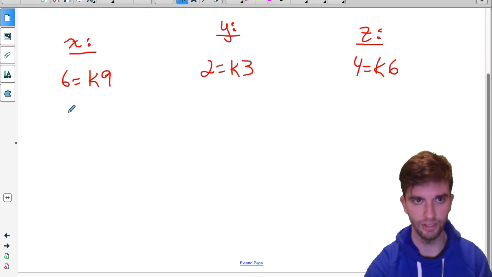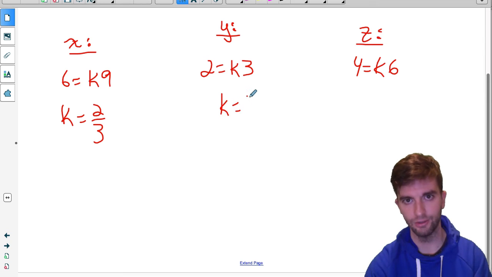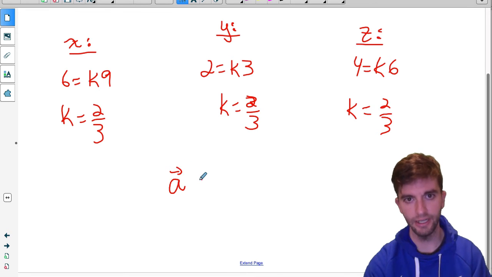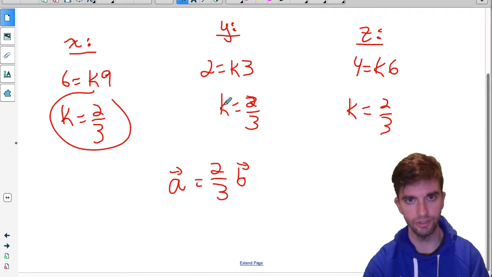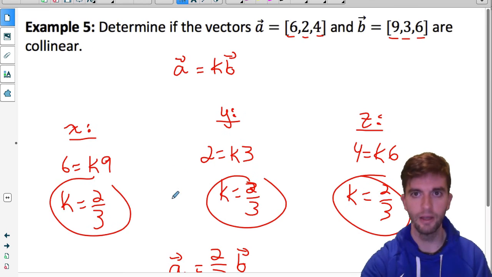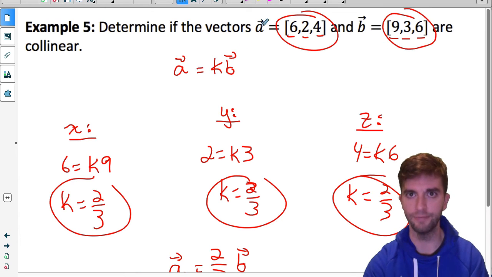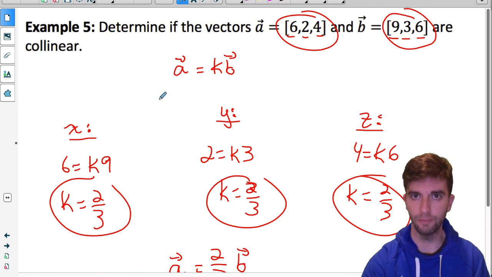So let's solve each of these equations for k. This one I would get 2/3. This one I would get 2/3. And this one I would also get 2/3. So what I could say is vector a is equal to 2/3 of vector b, since all of these are the exact same k value. Vector a equals 2/3 vector b. If I multiplied this vector by 2/3, each of the components would get multiplied by 2/3, and that would give me this vector. That means that the vectors are parallel. They are collinear. They fall on the exact same line.